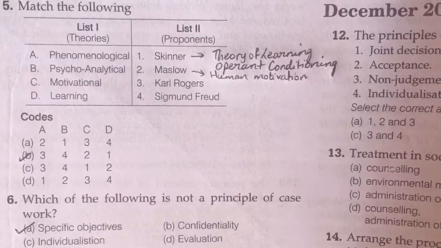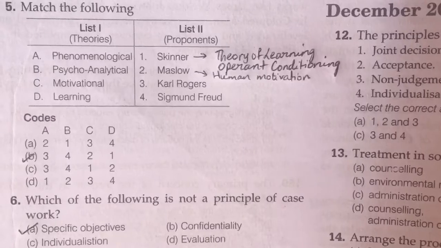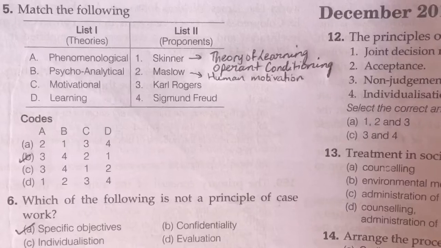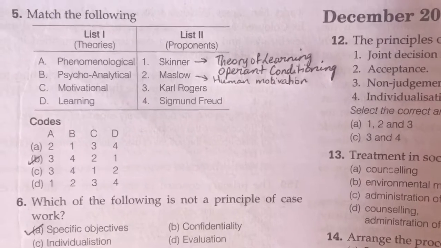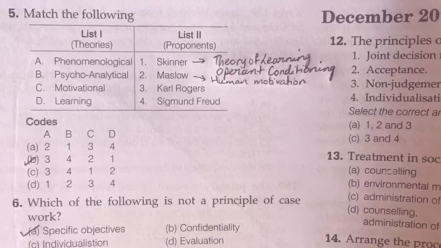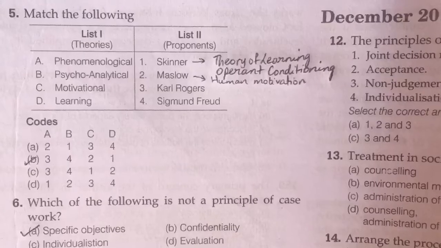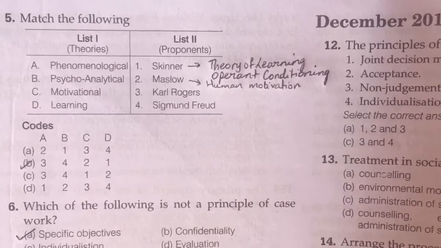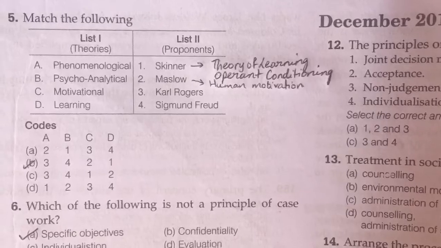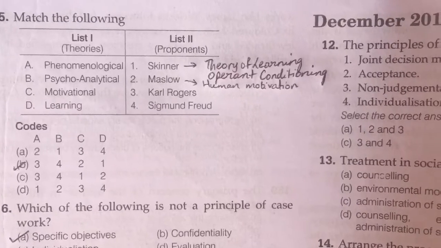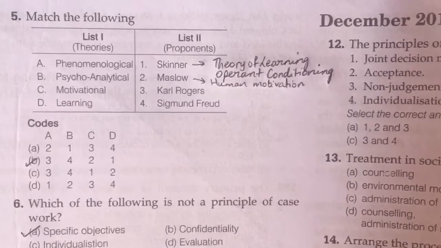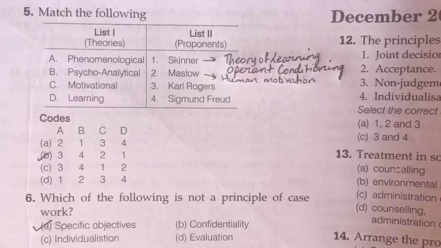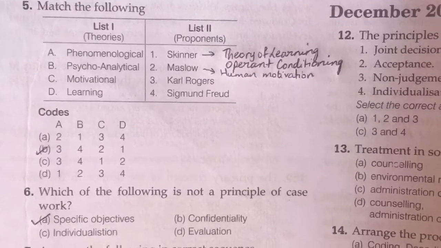So the phenomenological theory, it was given by Carl Rogers, so A3. B, psychoanalytical theory, was given by Sigmund Freud, so B4. Then the motivational theory, it was given by Maslow, as we know it as the human motivation theory, so C2. And then the learning theory, it was given by Skinner as in theory of learning, operant conditioning, so D1. So the correct option will be B, A3, B4, C2 and D1.